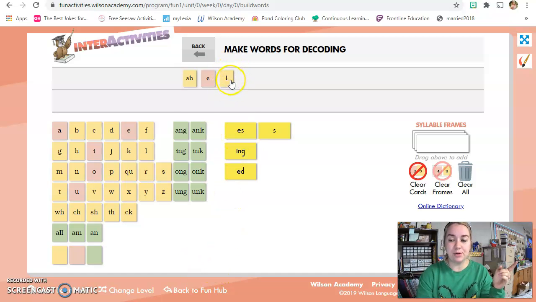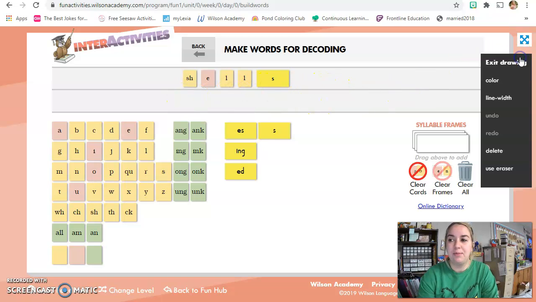L could be a bonus letter, but only if it has a short vowel before it. So let's look at this pink card. It says E. Is that a short vowel? It is. So I'm going to take my second L and add it up there. Now I have shell, but I need the word shells. What am I going to put up there? My suffix frame. Very good. So I'm going to drag my suffix S frame up there. So now I have shell, shells.